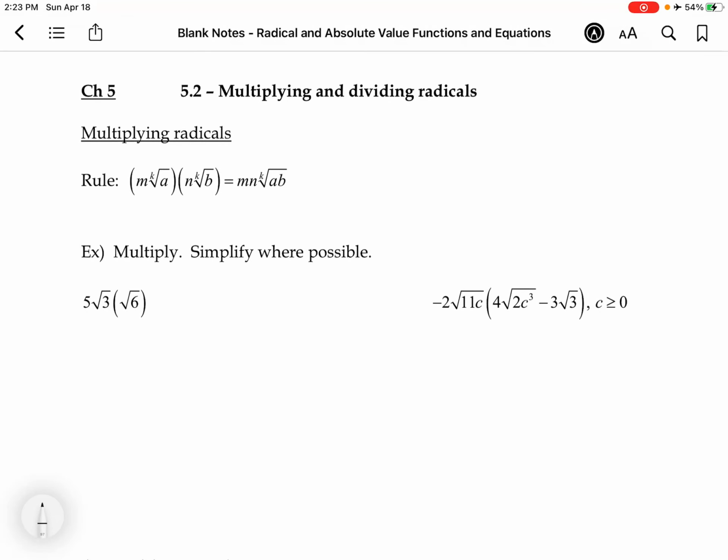Hello, everybody. I hope you guys are all doing well. Today we are going to be talking about multiplying and dividing radicals. So we'll start with multiplication.